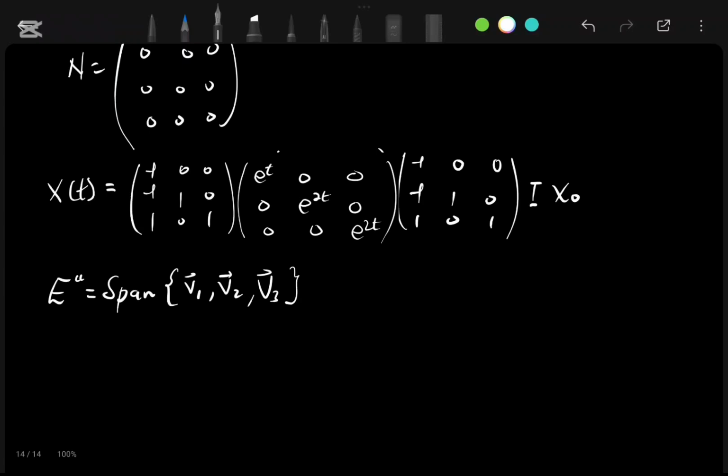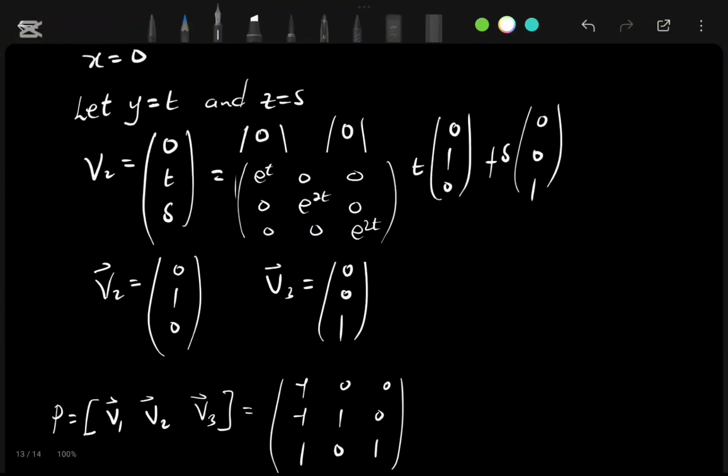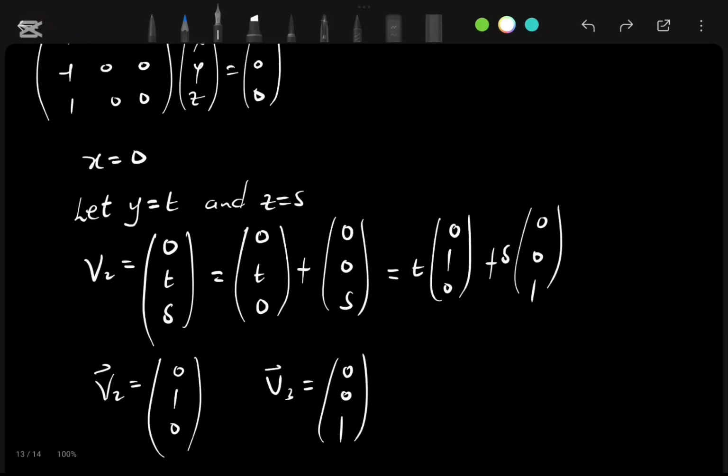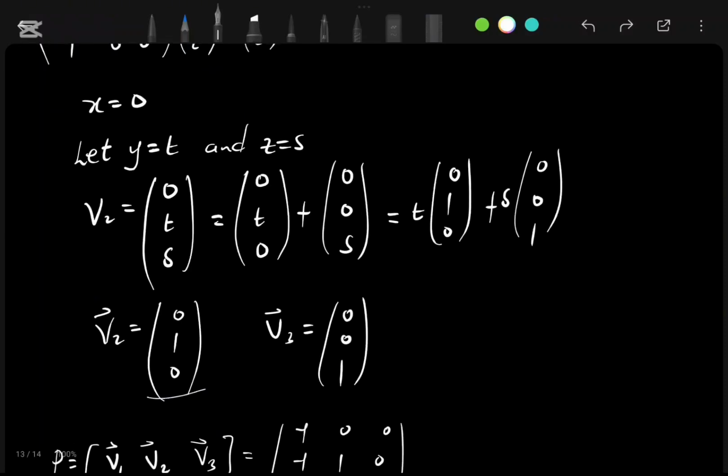Now, a word of advice. I skipped some processes when I was finding the eigenvector, which is v3. The actual process is to only let y be equal to t and let z be equal to 0. Then you will find this eigenvector, which is related to v2. And when you do it again, you will get x to be equal to 0 again. And then you let z be equal to 1 this time, and let y be equal to 0, so that you get 0, 0, 1.